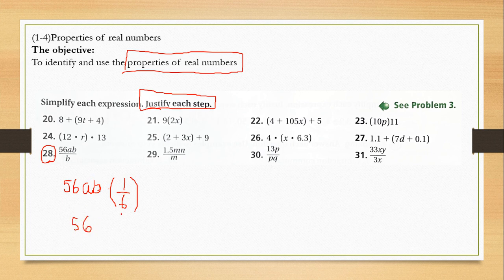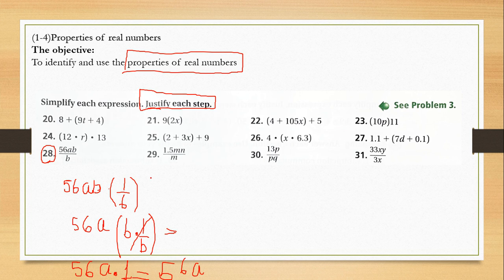Then we can say 56, I need to have this b together with this b. So I will keep a, and by using the associative property, I will collect b times 1 over b. By simplifying these together, you will get this one. So that will equal 56a times 1, which equals, by using the identity property of multiplication, 56a.